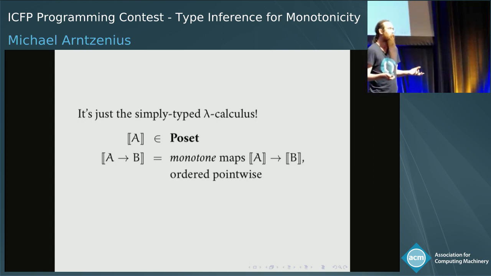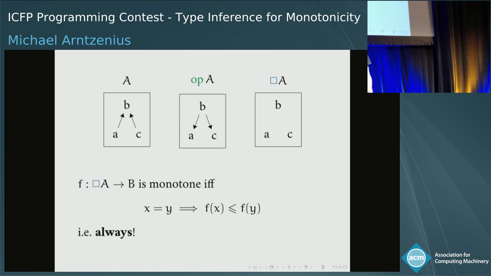But there's a snag, which is what about non-monotone functions? We might want to deal with those as well. And to deal with those, I'm going to talk about modal types. So in this case, what do I mean by a modal type? Well, I have this notion of modes, and a mode is just something that I can apply to a type that changes the ordering on that type, but not anything else about it.